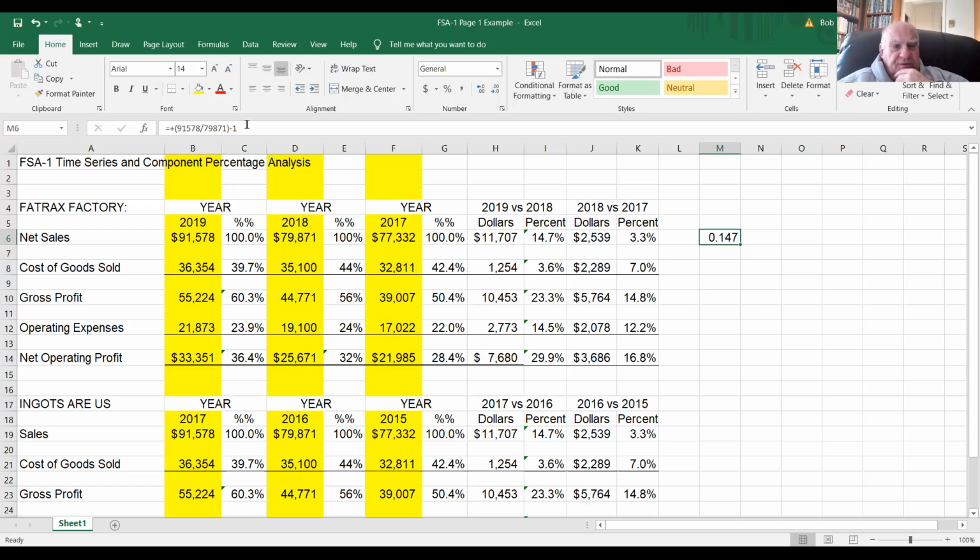And here it is. You can see it up here in the results bar. Prior year in parentheses, divided by current year in parentheses, minus 1. If you don't do the minus 1, you're going to get a number that looks like 0.853. And then you're going to have to subtract that from 100. So it's the same thing. Okay? So now we've done this portion of the page.